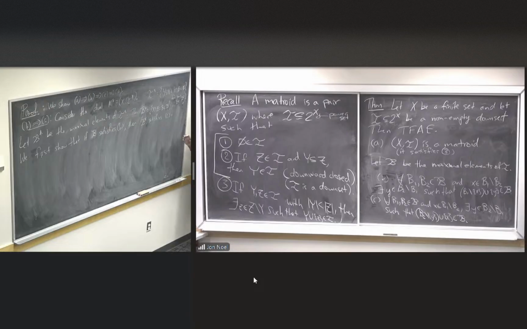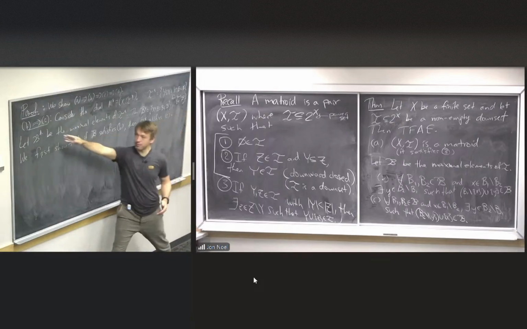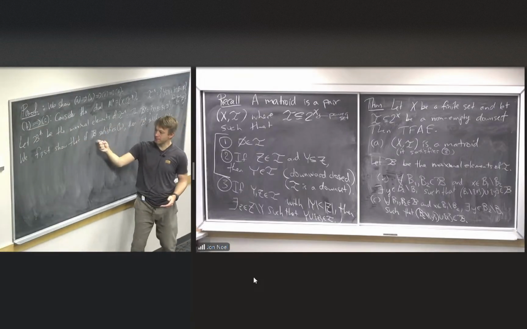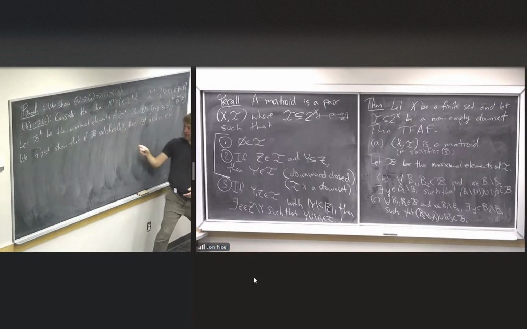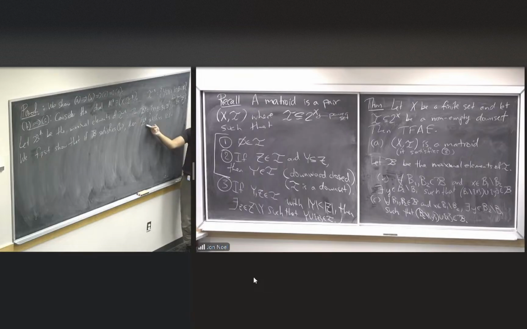Because here's the clever thing. We're showing B implies C. We're assuming that script B satisfies the property B. We're going to use that to get that B star satisfies C. But here's the thing. We already proved that property C implies property A. So if this satisfies C, then the dual is a matroid. But then we already proved A implies B. So if B star satisfies C, it must satisfy property B, by taking that chain of implications.